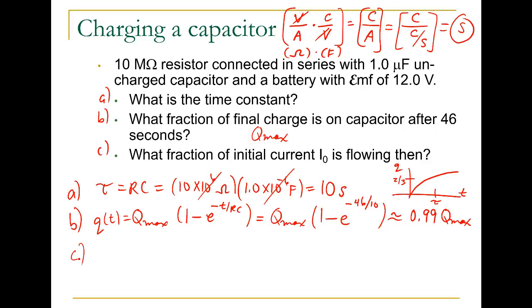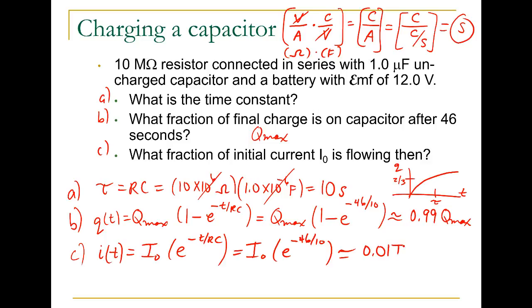Finally, what fraction of current is flowing then? Well, we can also guess that after 4.5 time constants, we're going to have basically zero current. And we can see that if we plug into this, I naught we don't really care about, but again, e to the minus 46 over 10 is going to give us about 1% of I naught. I've rounded a little bit, but you get the idea.